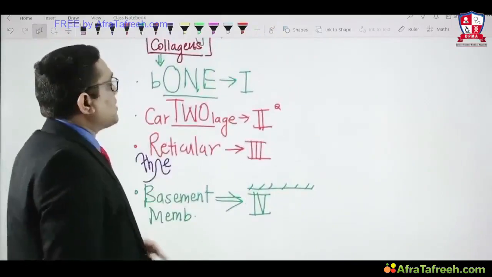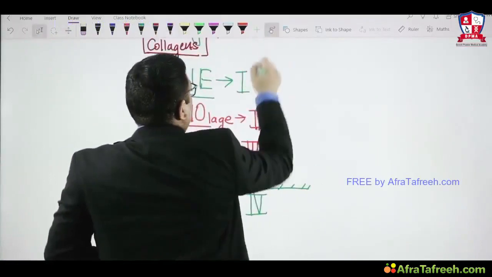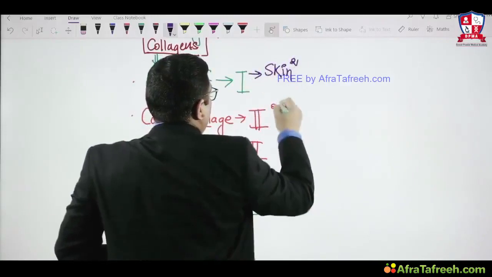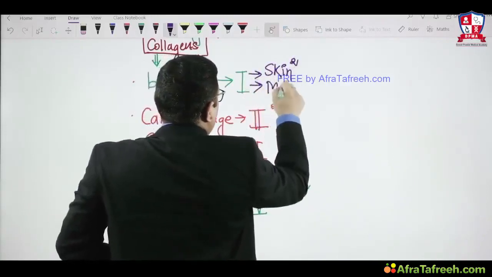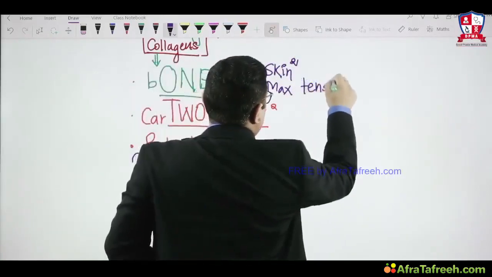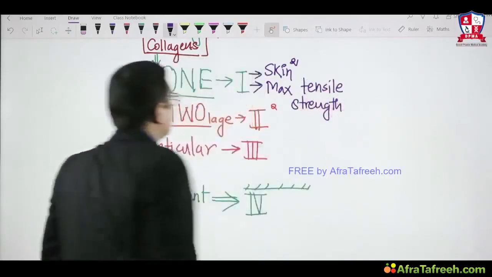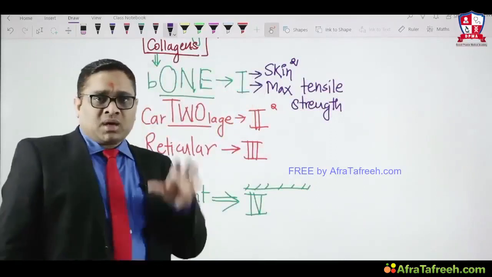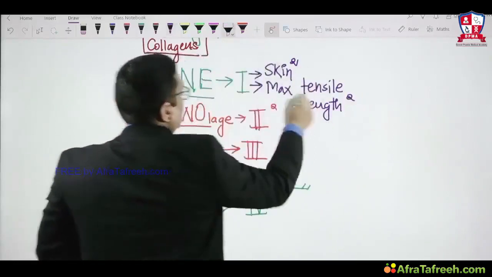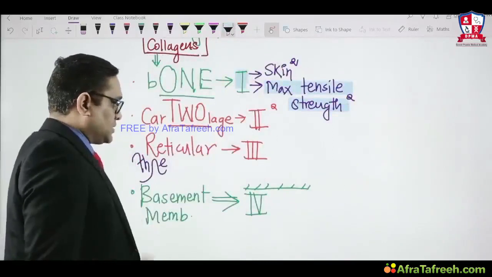Here, what extra point do we need to remember? Type 1 collagen is present in skin also. This was an All India question. Skin will be having type 1 collagen, and type 1 collagen has the maximum tensile strength among collagens. So type 1 collagen will be having maximum tensile strength. That is another important MCQ of the All India exam 2015. Maximum tensile strength is present in type 1 collagen, right?